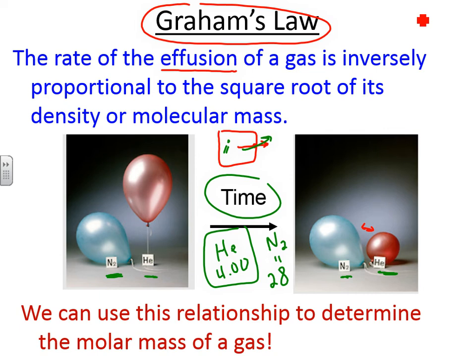It's actually proportional to the square root of the molecular mass. So it is inversely proportional, but it is to the square root and not just to a direct type of relationship. And the neat thing here is, because it is related to the molecular mass or molar mass of the substance, we can actually use Graham's law to solve for molar masses, which is a goal of chemists, and that's what we will do here.